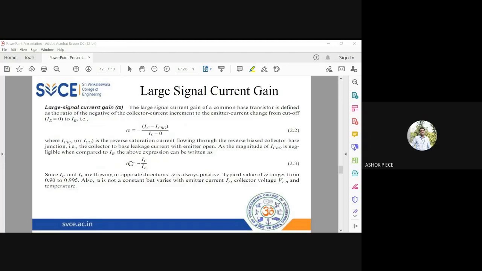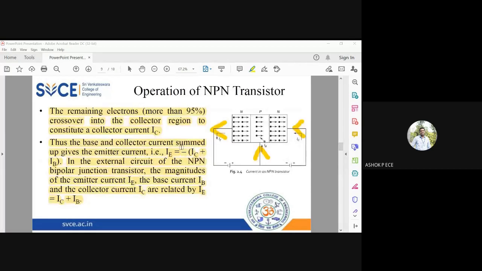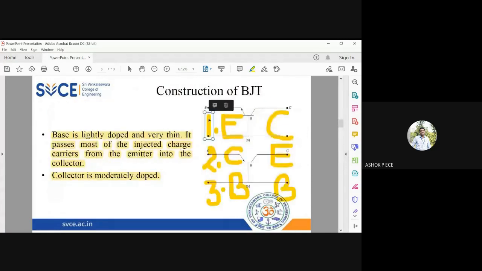So when you are going to take a common base transistor, what is the meaning of common base? See this diagram. Common base means whichever terminal comes after "common", that terminal you have to ground. Okay, common base means what is the meaning? What should I ground?